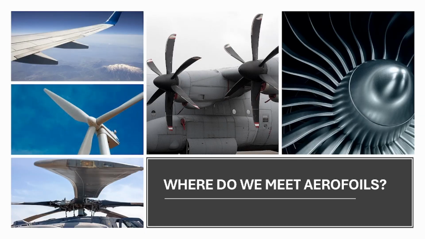And where do we meet airfoils? First of all, obviously, the aircraft wing. If you see the cross section of an aircraft wing, it has some kind of airfoil shape. It depends on the aircraft. Also, wind turbine blades have airfoil shapes. Helicopter blades or any kind of propeller blades, or even blades of a jet engine. All of them have airfoils specifically designed or optimized for those regimes where they have to work.